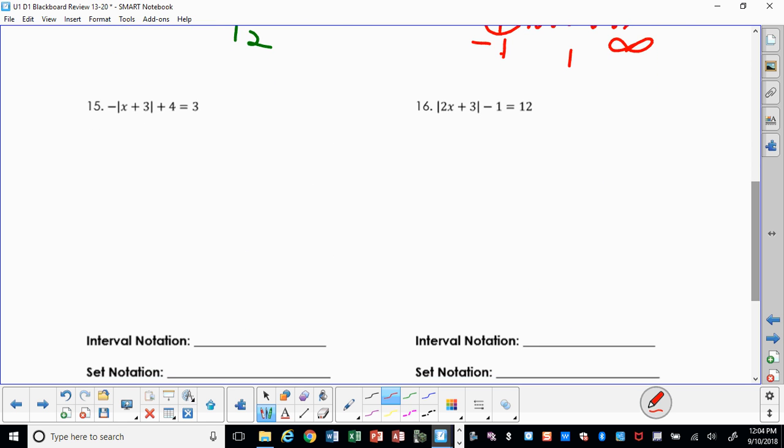Now, here I have an absolute value that I'm solving. So I'm going to have to first get the absolute value by itself. So I'll do that by subtracting 4 on both sides. So I get the absolute value of negative x plus 3 equals negative 1. Okay? All I did was get rid of the positive 4. You have to get the absolute value by itself before you can get rid of the absolute value.